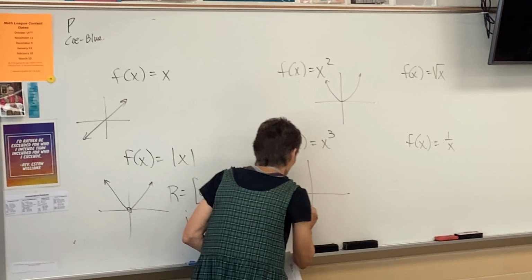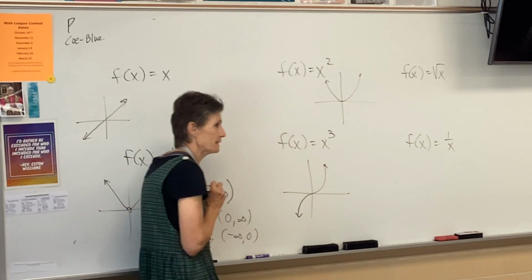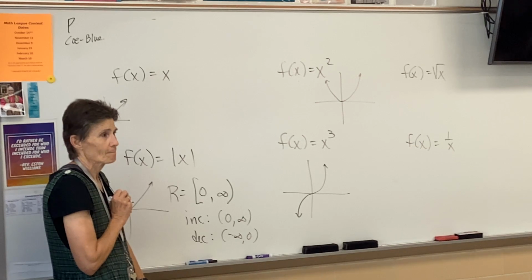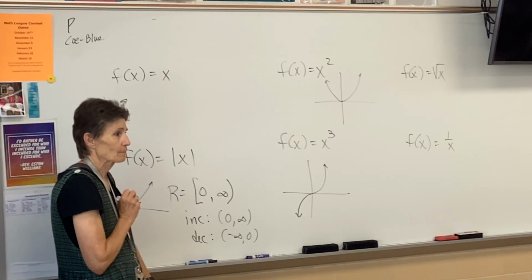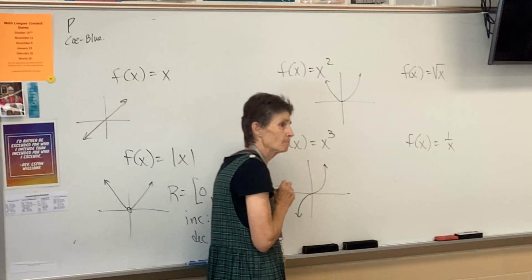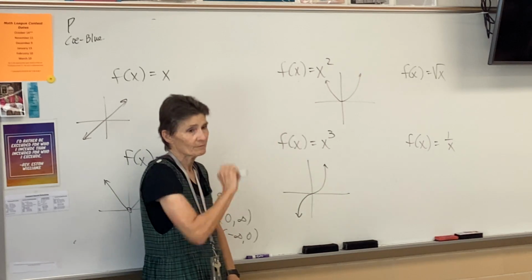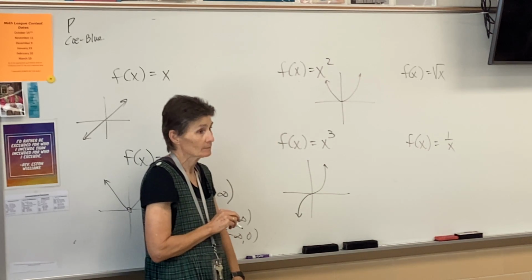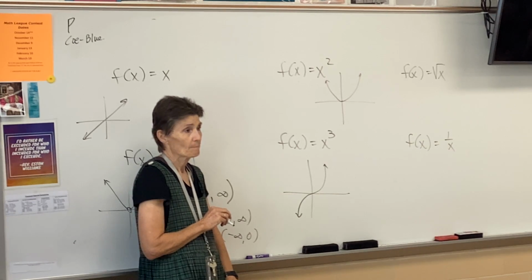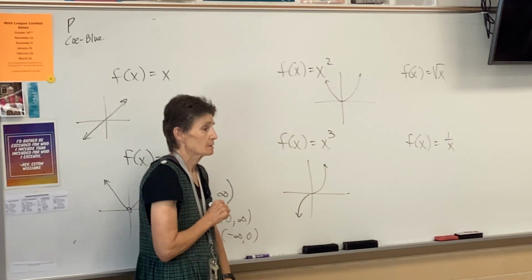What's this guy look like? A little squiggle, hula. Little squiggle like that. Domain and range. Negative infinity to infinity for both. X and Y intercepts are both the origin, 0, 0.